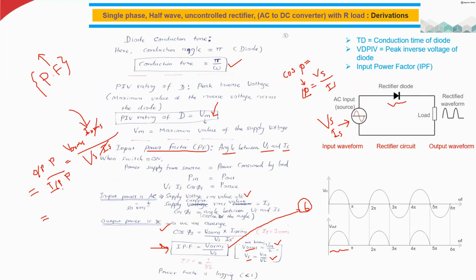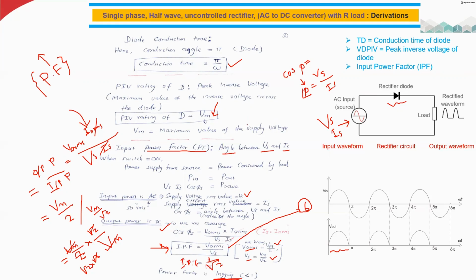So if you apply VM in this formula, VM divided by 2 divided by VM divided by square root of 2. Otherwise, we can write it the other way, VM divided by 2 multiplied by square root of 2 by VM. So VM can be cancelled, and the square root of 2 and the 2 can be written as square root and square root, so the square root is cancelled. The output will be 1 divided by square root 2. So the input power factor of this circuit is 1 divided by square root of 2, or 0.707. Input power factor is always lagging.